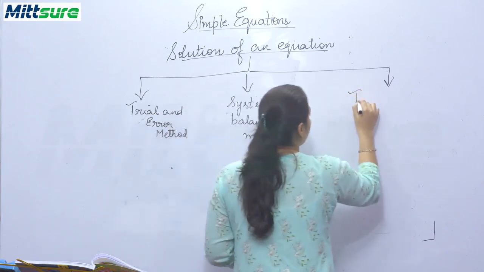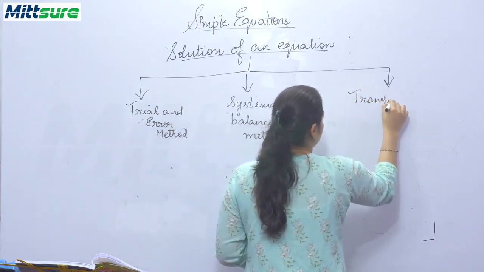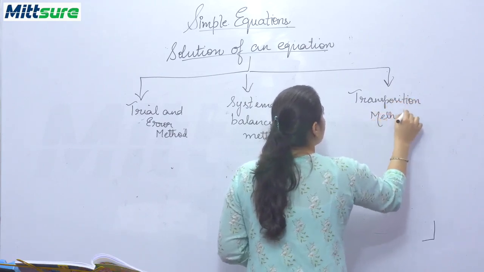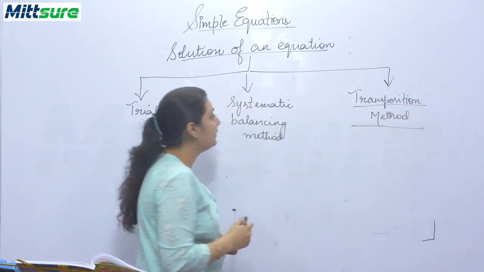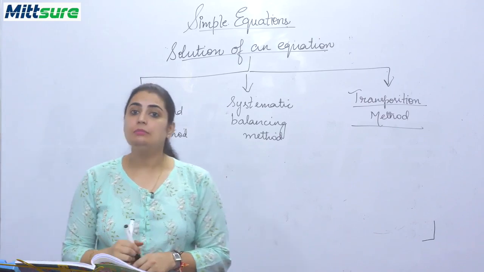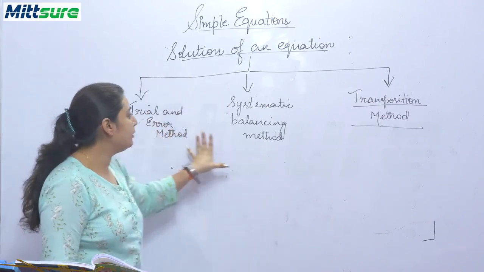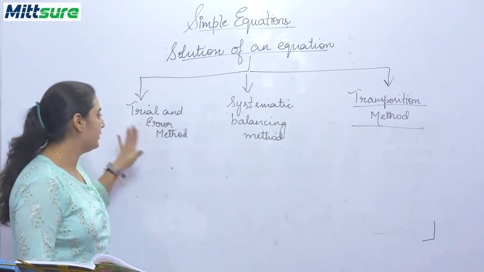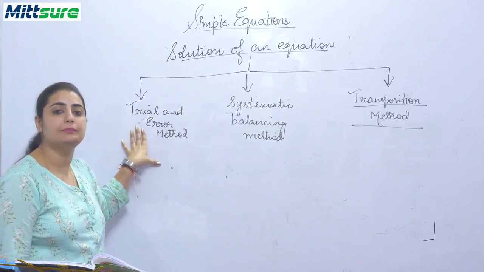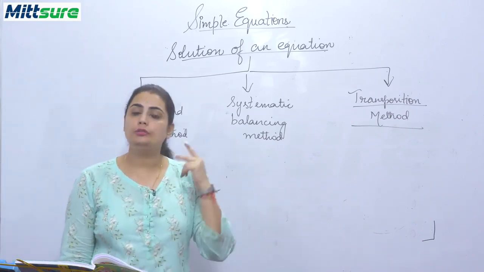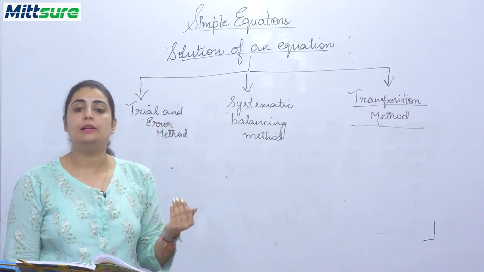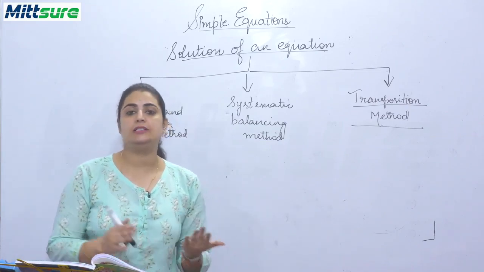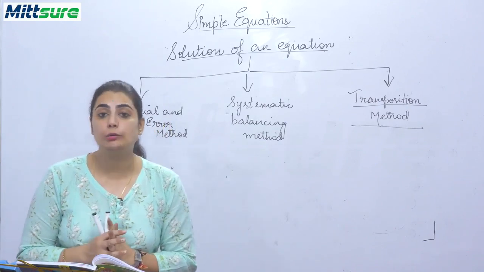Then we have got the transposition method. Whenever we talk of solving an equation, we mean to say that we will be talking of these three methods to solve for an equation. That means the trial and error method. What do you mean by this method? This method simply means that on your own you will be thinking of values for the variable and you will substitute that value in the equation and find out the solution, that is, whether the left hand side and right hand side are coming to be equal or not.